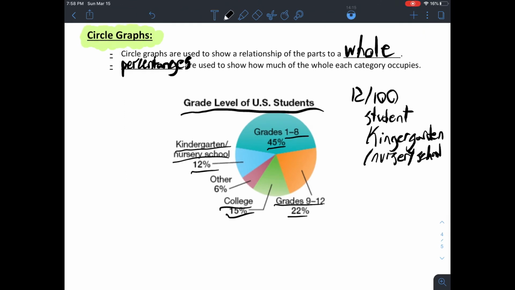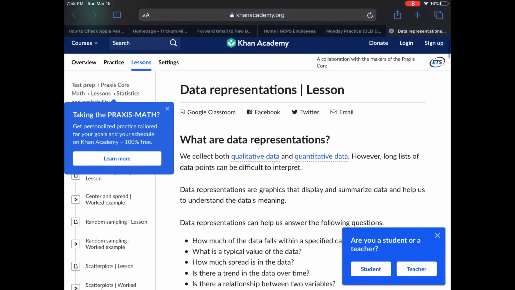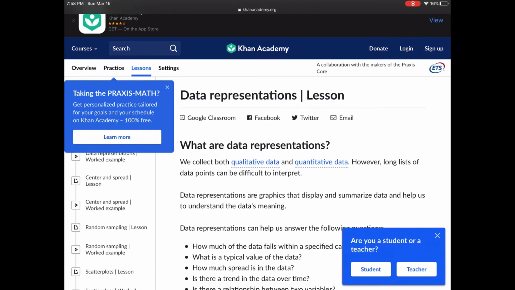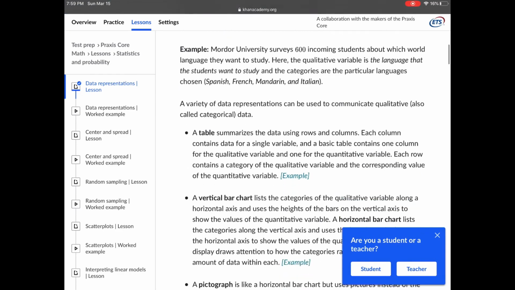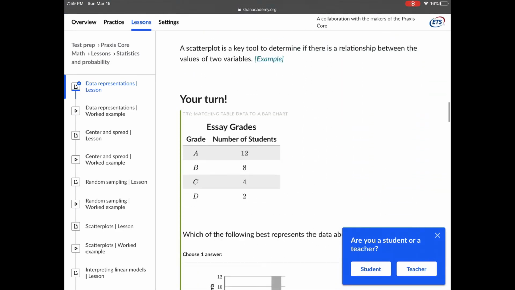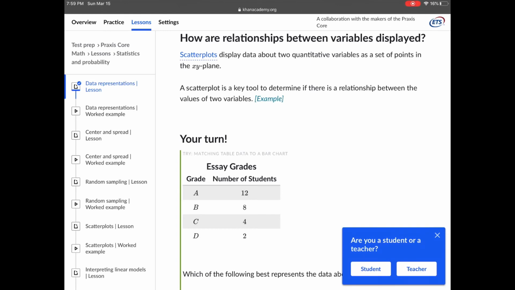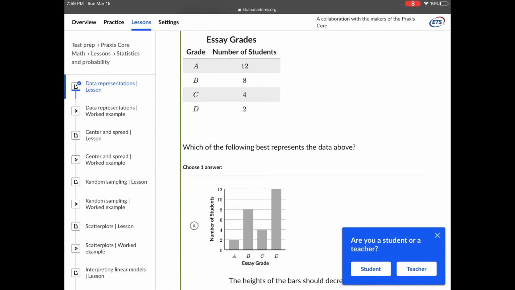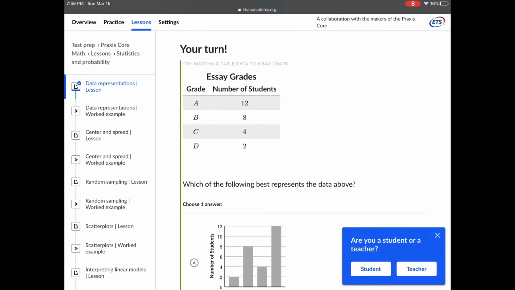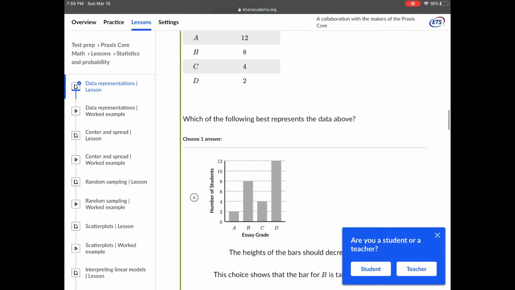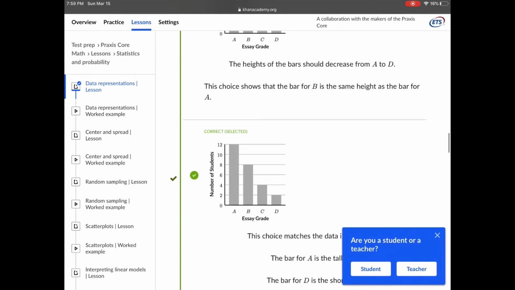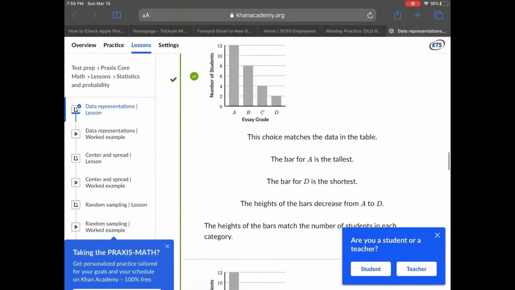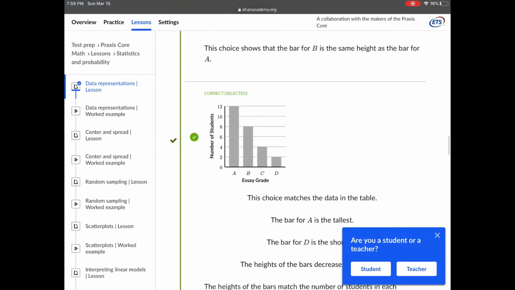So moving forward, guys, we are going to take a look at our practice activity for the day. If you go on eClass and you go to the second portion of the checklist, it will provide you with a link to this Khan Academy page. I want you to scroll down a little bit, and when you get to the part that says your turn, you know that you're there. It will show you essay grades and ask you which one of these bar graphs represents this data. Well, I noticed that the data is decreasing as the grade goes from A to B to C to D. So I need to look for which graph is decreasing the entire time. And it looks like only graph C is.